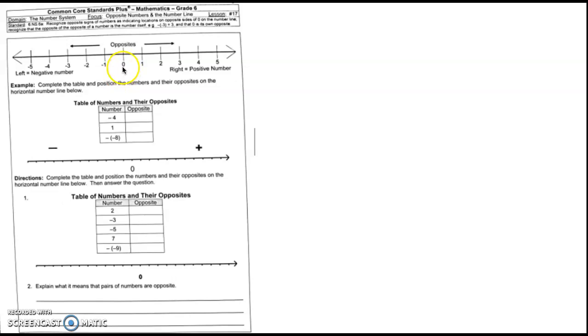Usually we've got 0 in the middle and everything to the right side is positive numbers, right? And then everything to the left side is negative. And you know it's a negative because there's a minus in front. So -1, -2, -3, -4, -5, and so on.